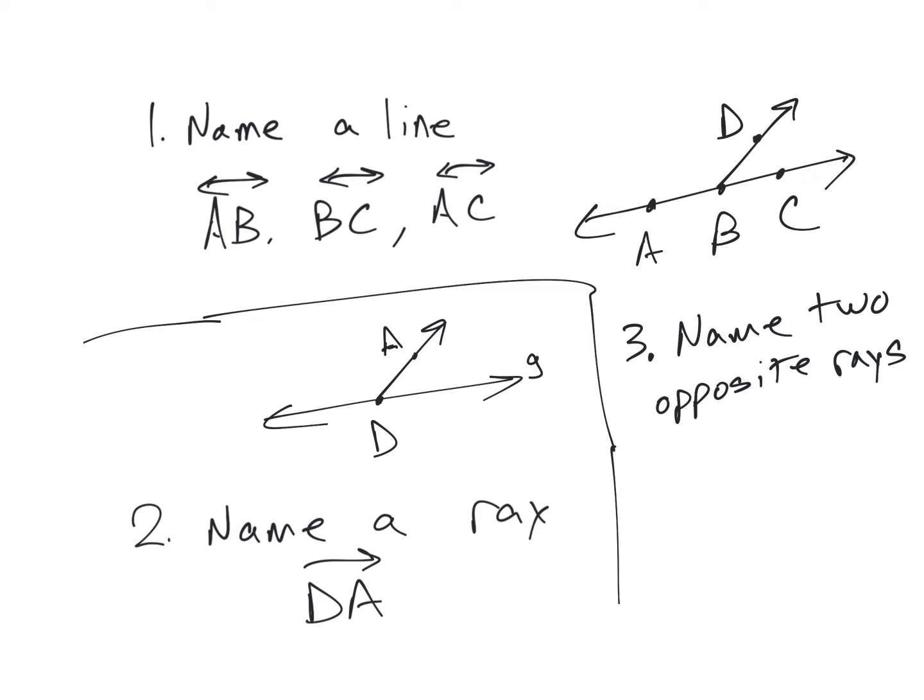Number 3, this is an easy answer. There's only one possible answer for 2 opposite rays. That would be BA and BC. Those are the only 2 you could give for that. They have to have the same beginning point, which is B, and they have to form a line.